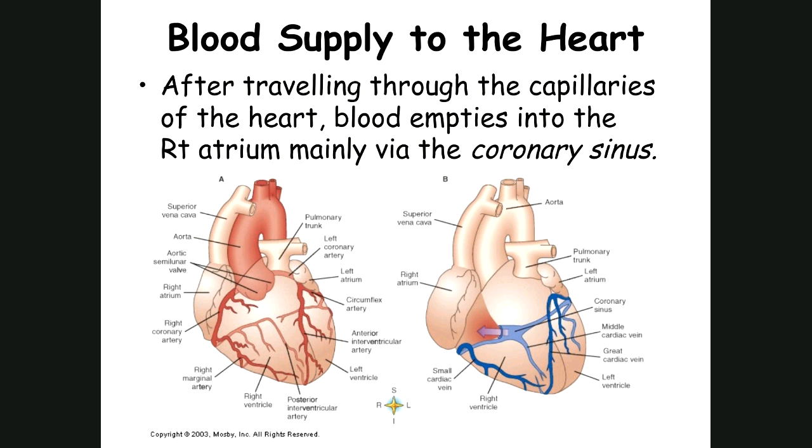So how does the blood go? Once it comes from the capillaries of the heart, blood empties into the right atrium, mainly through the coronary sinus. So what are these capillaries? See here, all these small vessels are called capillaries. From here, blood goes into the capillaries and then to the major blood vessels. Just remember, it goes into the capillaries and then to the heart.